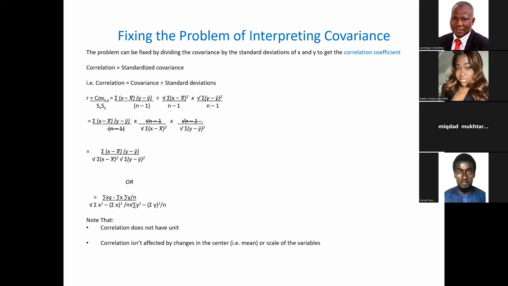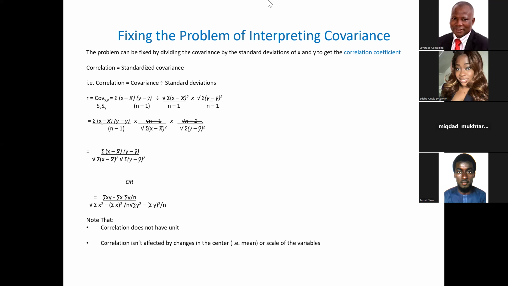Now, how do you fix the problem? That was what Pearson did. So that's okay. The problem can be fixed by dividing the covariance by the standard deviation of x and y and get the correlation coefficient. So what the intelligent man did was to do this. Let's say correlation is covariance divided by standard deviation.